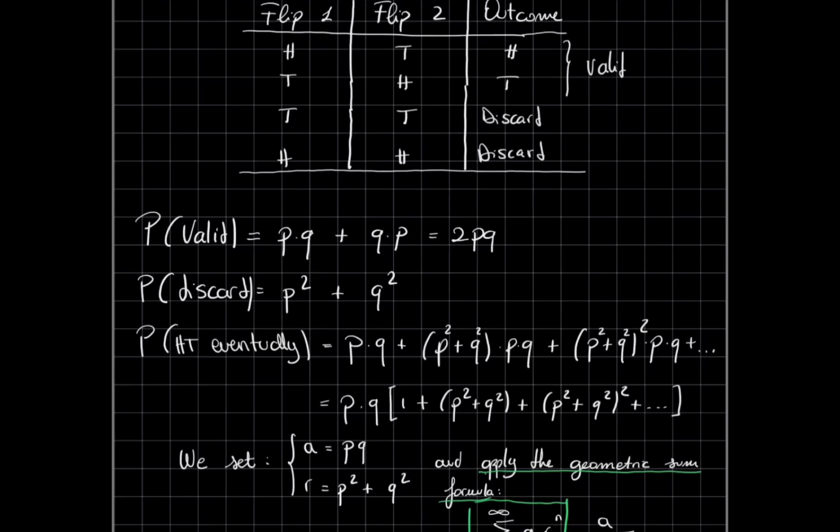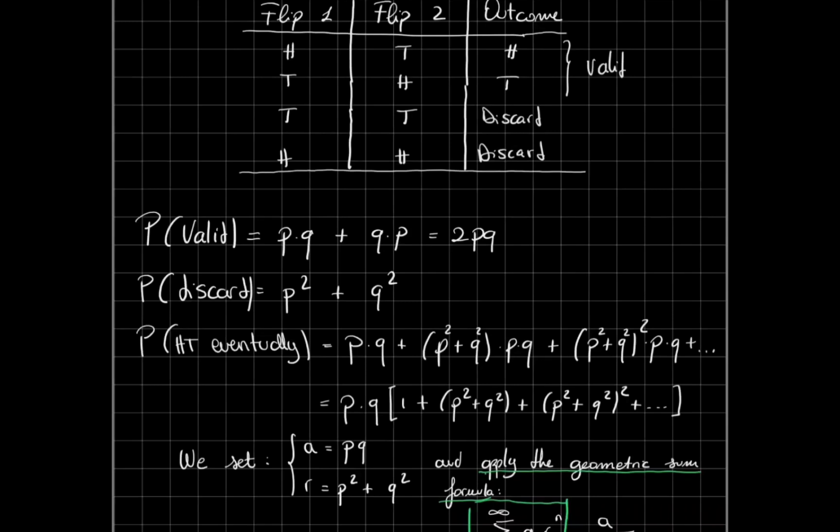That being said, we see that we have four possible combinations. We can define the probability of the event valid as the probability of the event head times the probability of the event tail plus the probability of the event tail times the probability of the event head. Similarly, we can define the probability of the event discard as the sum of 2 times the probability of the event head and 2 times the probability of the event tail.